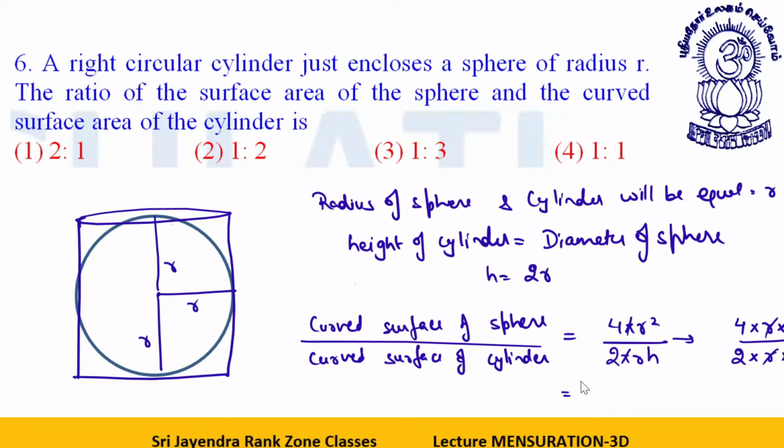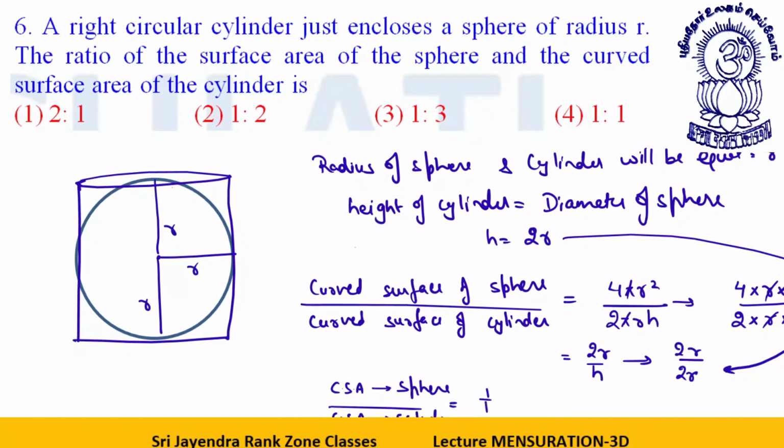So CSA of sphere divided by CSA of cylinder is 1 is to 1. I am sure it must be clear to all my dear, okay, dear students. Shall I move to the next one?